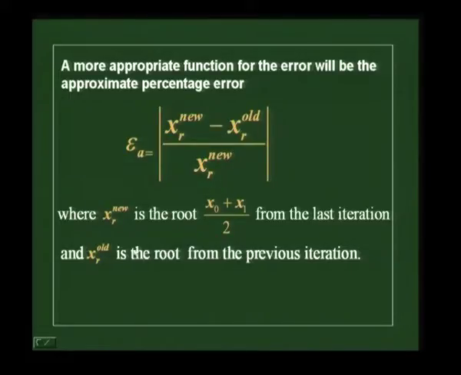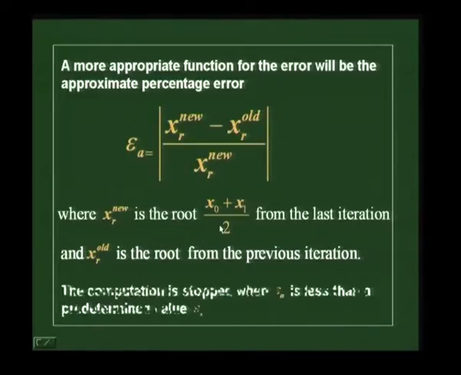Remember, what I call xr new is what we obtain from the bisection, that is x0 plus x1 by 2, and xr old is the one we obtained from bisection in the previous iteration step. Then we could have an epsilon a, a predetermined value, which should be higher than the machine precision, so that round off errors do not take us into an infinite loop. Attention should be paid to that fact.